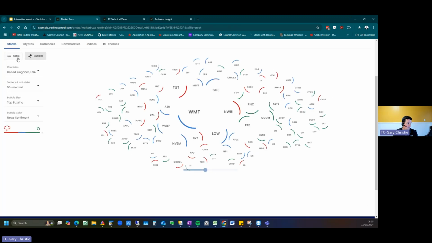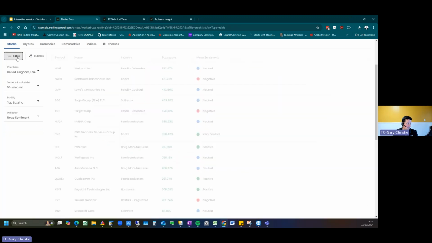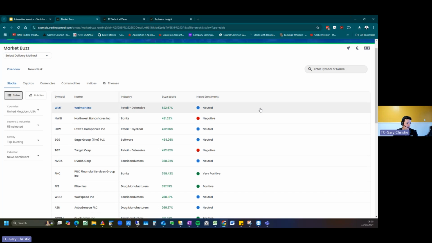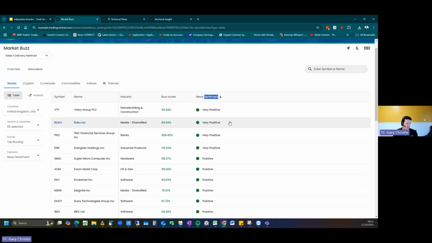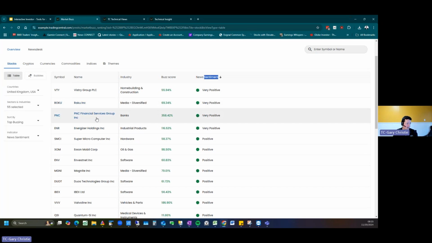So you can do the opposite here as well. If I go in, you can look at it a different way. If I go into table mode and sentiment, I can filter by sentiment. And now from this filter, I can get all the very positive news. There is PNC there. Roku's on the table here.